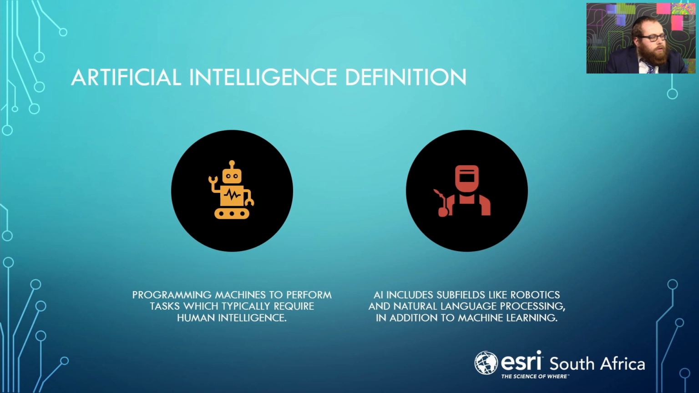What is artificial intelligence? It's the study of programming machines to perform tasks which usually need human intelligence. And as I say, it includes several subfields like machine learning, but also robotics, natural language processing. And we're familiar with some of these from, perhaps we go onto a website and it says, "Hi, I'm chatbot, how can I help you?" That's AI, specifically natural language processing.